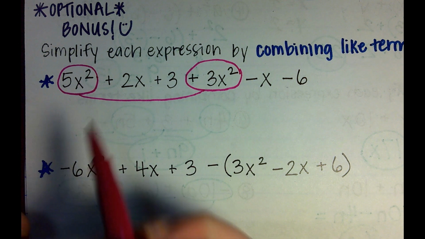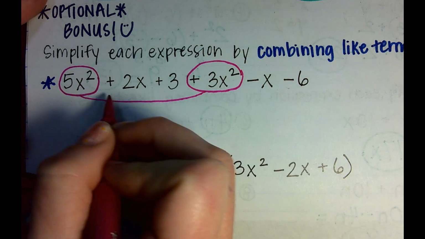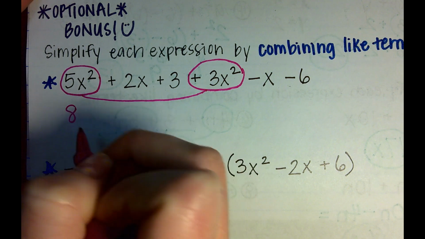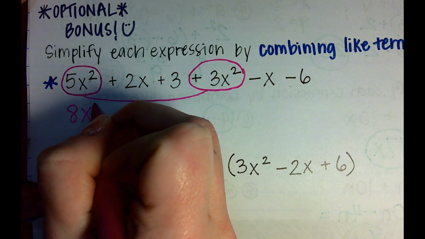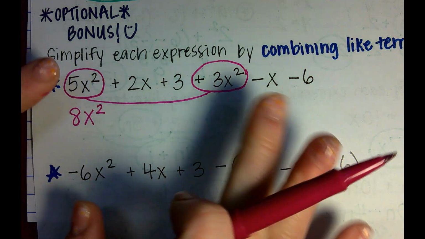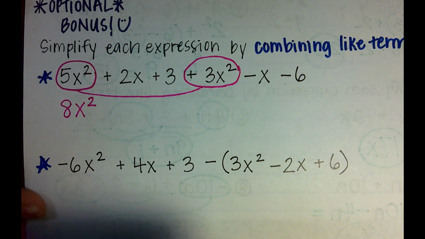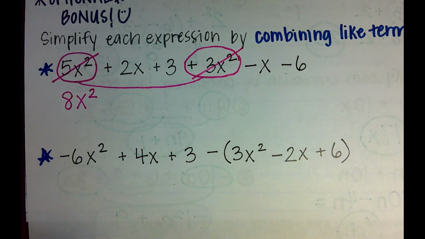What's 5x squared plus 3x squared? 8x squared. Yes, squared. I know that's a tricky word. Okay, so we're done with the squareds. Because there's a lot of terms going on here, you don't have to do this, but I think it helps. I like to cross things off when I'm done with them. That way I know I'm done.